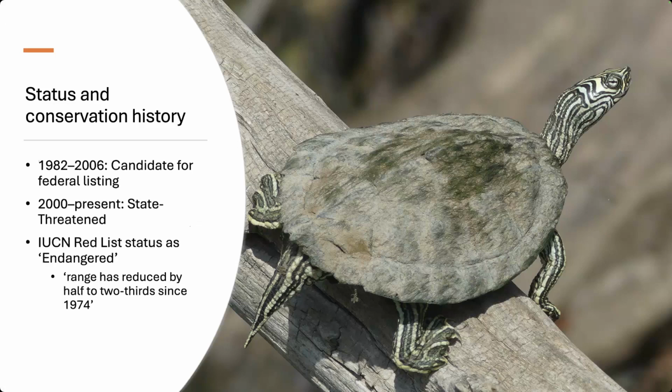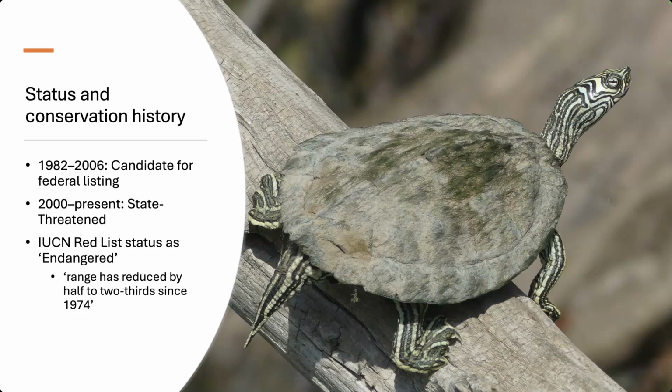So from these concerns, Cagle's map turtle was considered a candidate for federal listing between 1982 and 2006. However, because the state of Texas opted to list Cagle's map turtle as state threatened in 2000, thereby offering the turtle protection, it was no longer really needed to be considered at the federal level. And even recently, the IUCN Red List status of Cagle's map turtle is endangered or highly endangered.